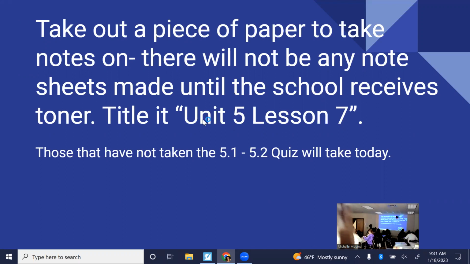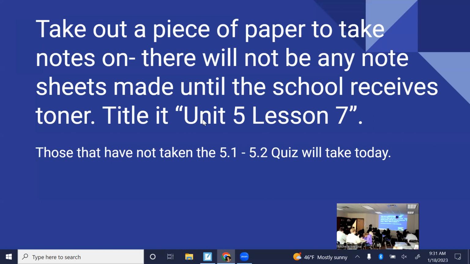So if you didn't already, take out a piece of paper, title it Unit 5, Lesson 7, Abigail. Unit 5, Lesson 7. It's called Using Negative Exponents. If you need the title, because I am going to switch the screen, it's also on the board right here. Today's Wednesday, so look at the board. But yeah, Unit 5, Lesson 7, keep it with the rest of your notes for the unit. It's still going to be part of the binder check.